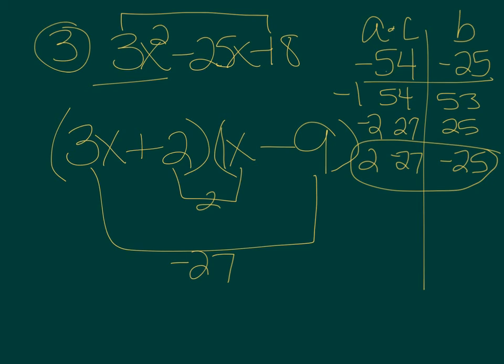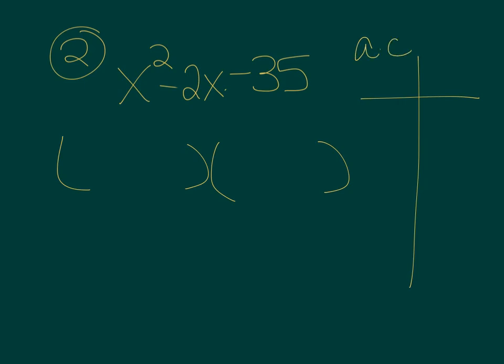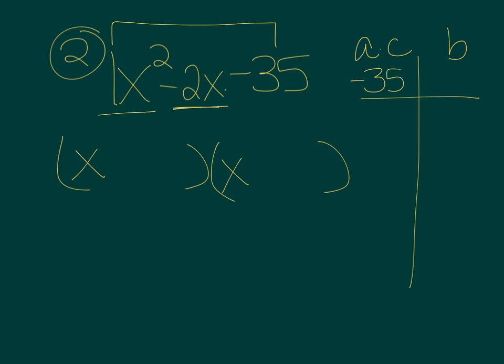All right, let's do another one. All right, so let's start with our 2 parentheses and our chart. So this is A times C, and this is B. Okay, remember that's a 1. Okay, so to get x squared, we have to take x times x. Now, A times C, so it's 1 times negative 35, which gives us negative 35, and we want it to add to the middle term, which is negative 2.